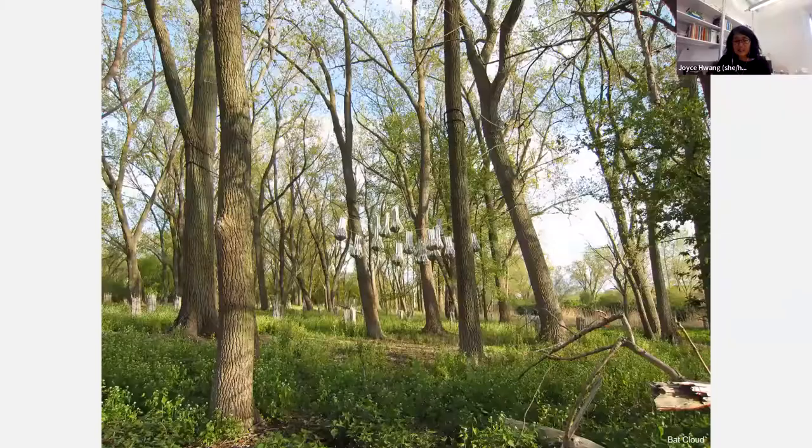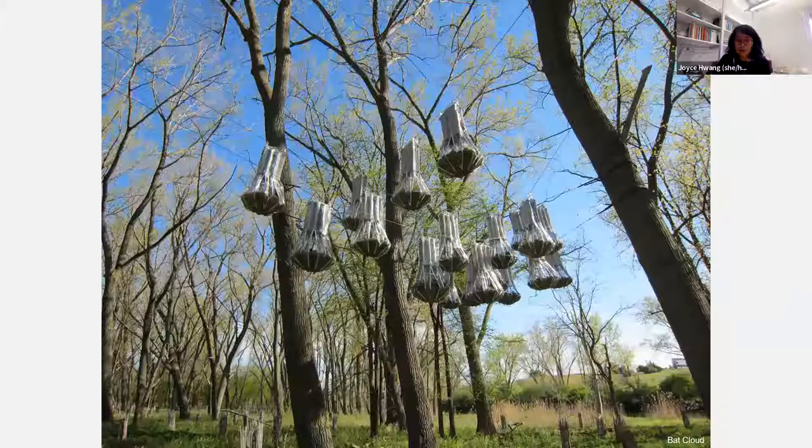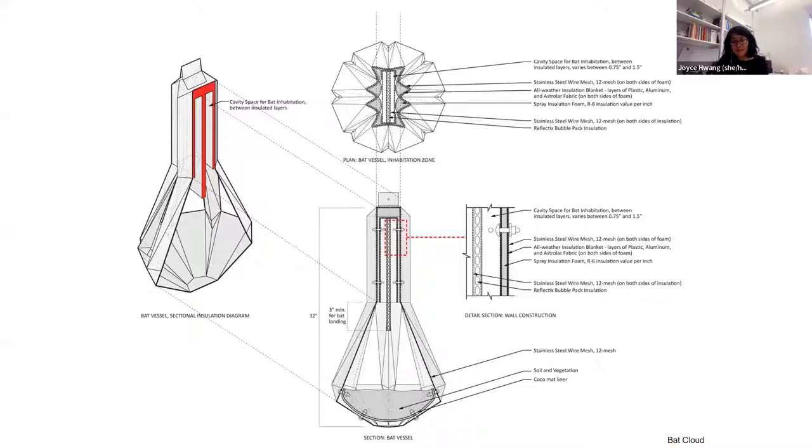The idea of this is that it would be perceived as a large mass floating in the air, but as you get closer up to it, you would see that it's a series of hanging pods, hanging vessels. And this is what these are. Each of these vessels has, if you can see my cursor here, this little shaded red area, which is the bat habitat area, resembling those slotted spaces that I mentioned in the other two projects.